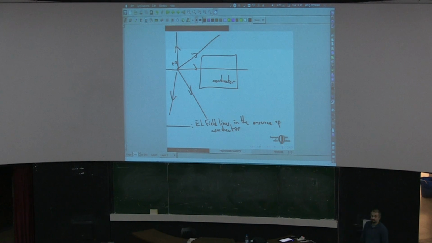So why does it disappear? Where does it go? Any ideas? What happens to this electric field over here when we put the conductor over there? The conductor gets polarized. Remember, if there's an electric field, it will exert a force on the charges.